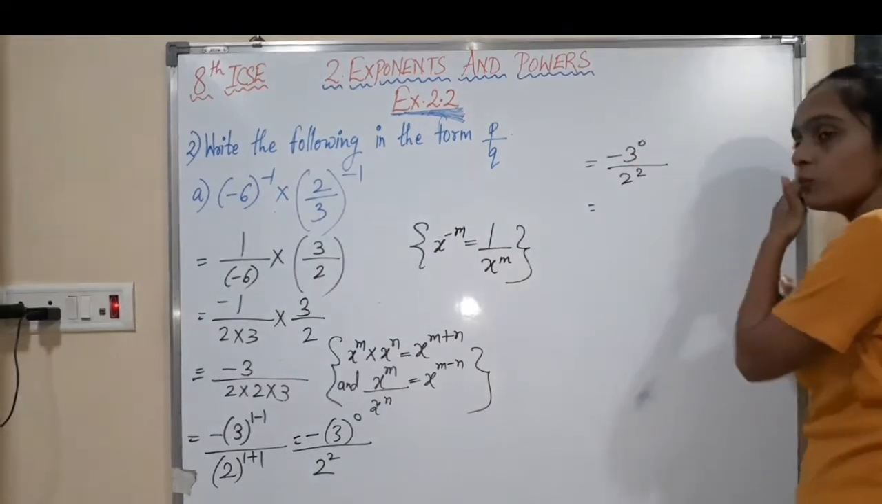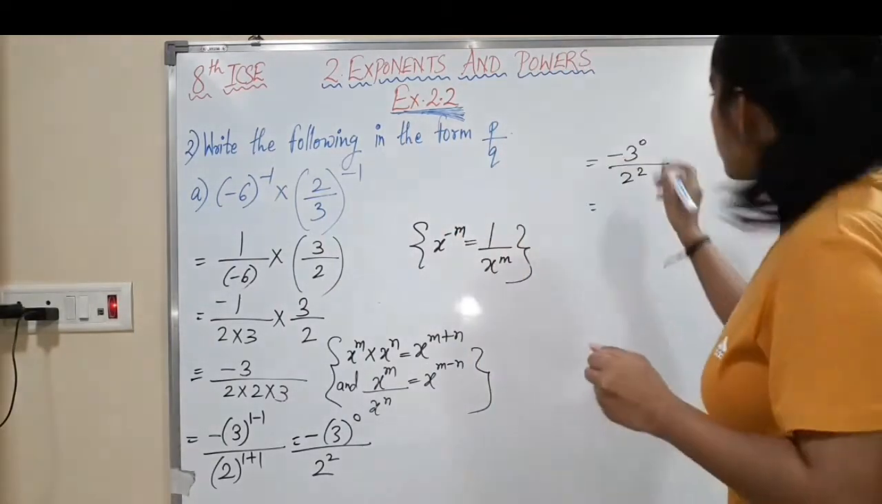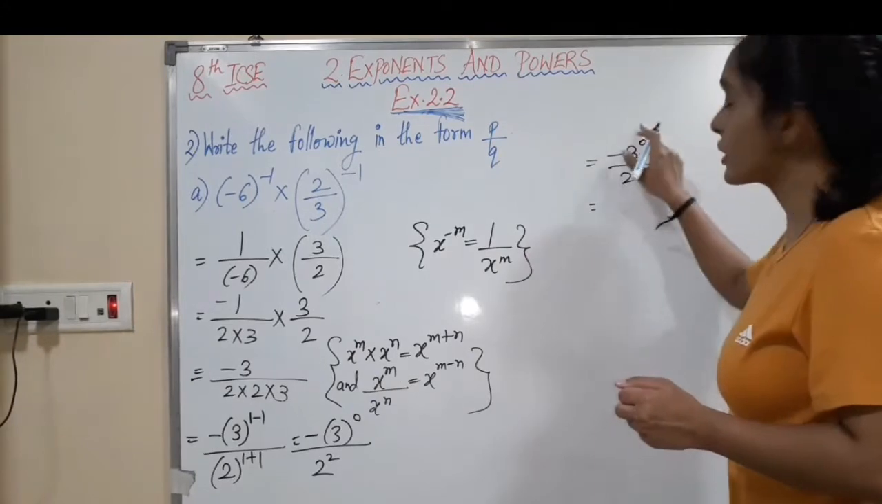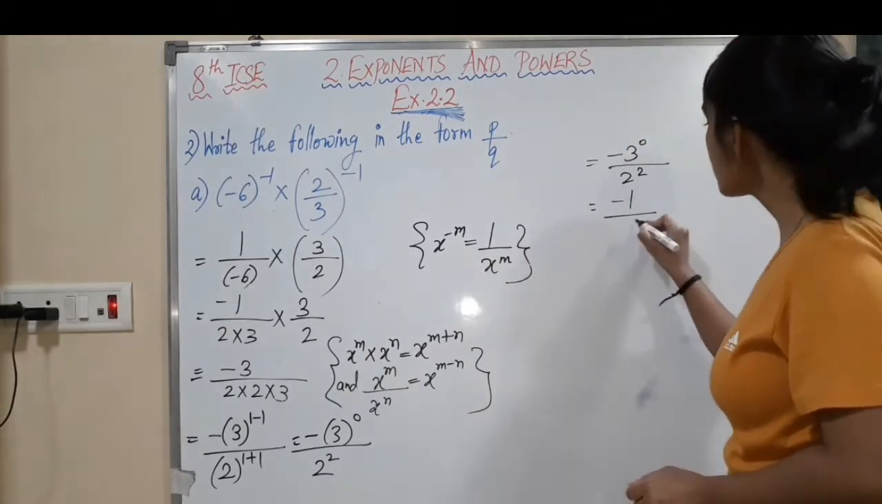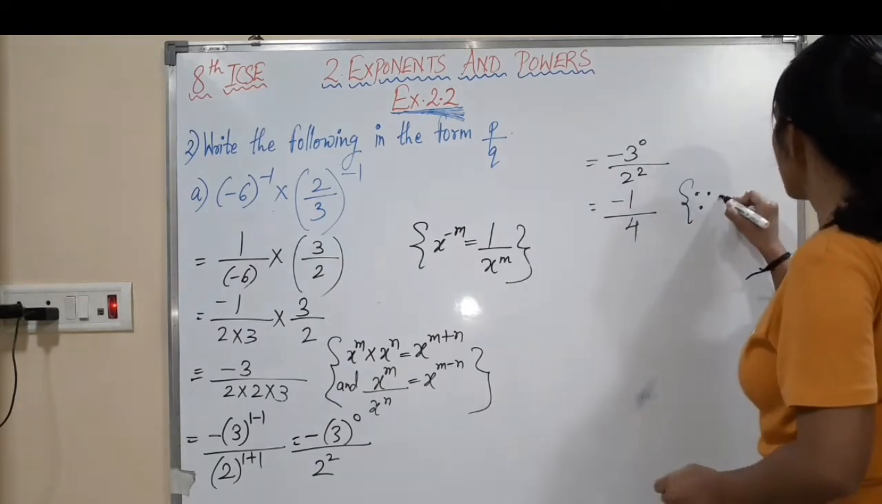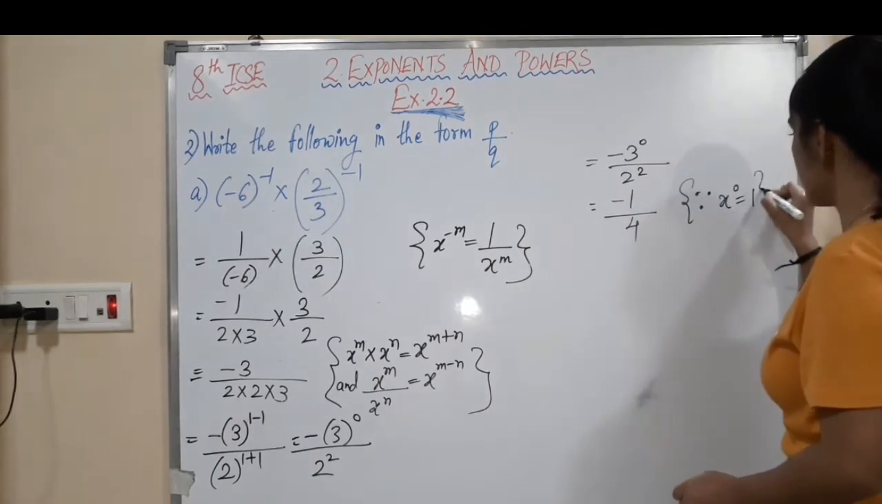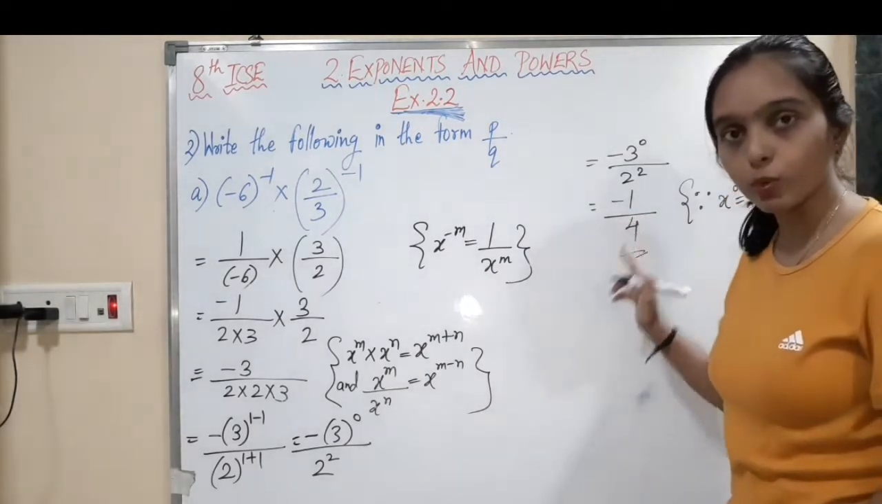As you know, any number raised to the power 0 is 1. So this will become 1. So minus 1. The square of 2 is 4. By using the law x raised to 0 equals 1, your final answer will be minus 1 upon 4.